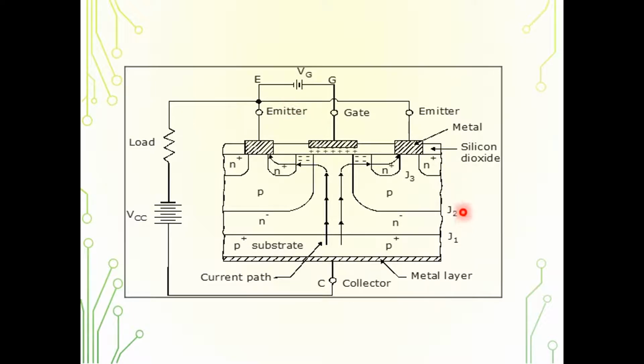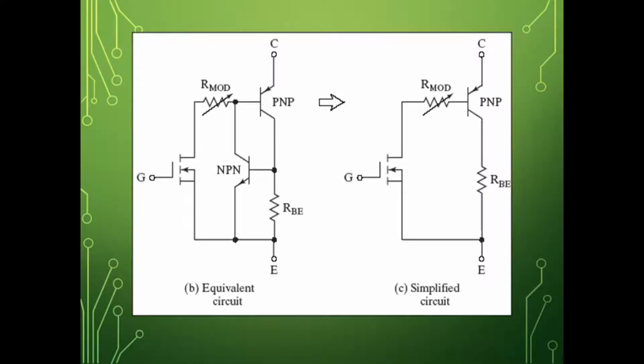So you have the junctions over here J1 and J2. So you can treat it as two transistors, that is NPN and PNP. You can see the equivalent circuit here. The MOSFET is treated along with its equivalent transistors, that is PNP and NPN. You have the resistance between the base and emitter. Since the gain of the NPN transistor is very low, you can neglect that NPN transistor and you can just consider the PNP transistor for simplification.